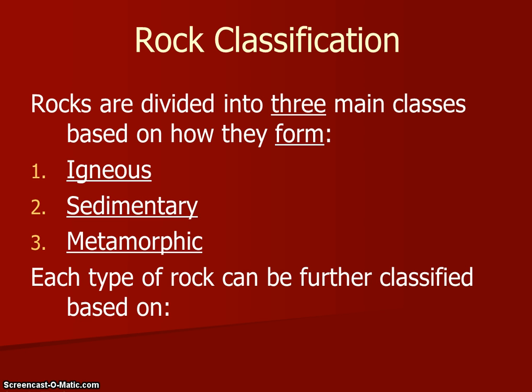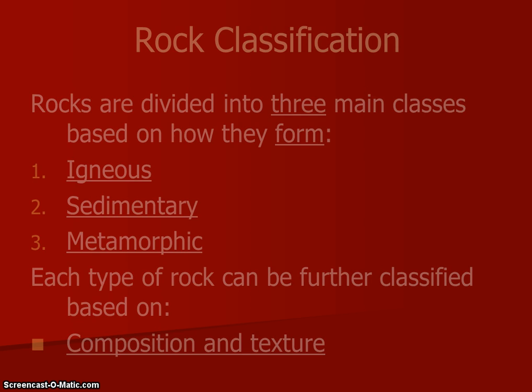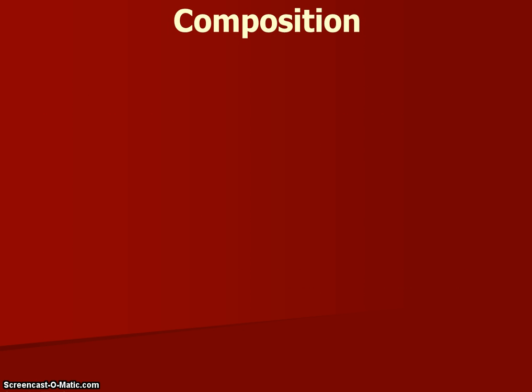What we're going to do this year is we're going to be looking at what are the different types of igneous rocks or sedimentary rocks or metamorphic rocks, and how we figure out if the rock fits into each of those categories. And so what we're going to be looking at now is what that further classification is based on. And that's going to be on composition and texture. So first, let's talk about composition.